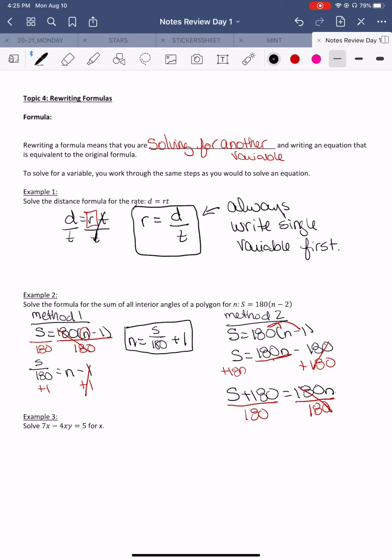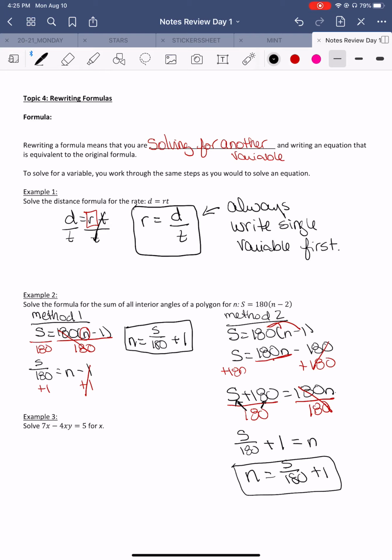Now remember when you have a fraction, you have to divide both items in the numerator by the denominator. So we can split that off into s over 180 plus 360 divided by 180, plus 2, equals n. Rewrite it, single variable on the left side, always first. N equals s over 180 plus 2. And you can see that they are the exact same equation, just two different methods to solve.